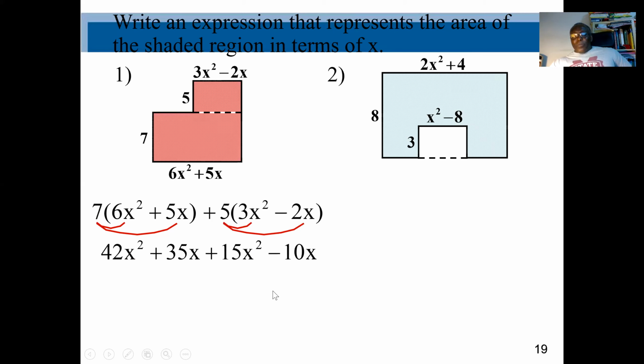Then we combine the like terms. So 42x squared plus 15x squared, that will give me 57x squared. Then 35x minus 10x, that will give me plus 25x. 35 minus 10 is 25 on the x. Same thing applied to the next question.